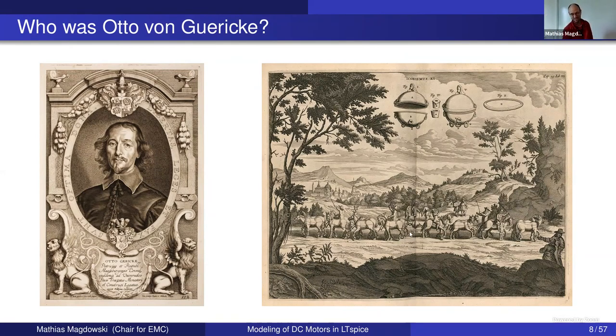Yeah, and there's a small picture here. You can see this experiment with the horses. Here are these hemispheres and 8 horses on one side, 8 horses on the other side. And usually the horses are not powerful enough to pull the spheres apart. And then the legend says that when he did this experiment the first time, a small boy came and opened up the valve and the air went back into these hemispheres where the vacuum was, and then the hemispheres just fell apart because there was no external force anymore pushing them together. So yeah, quite a famous experiment.